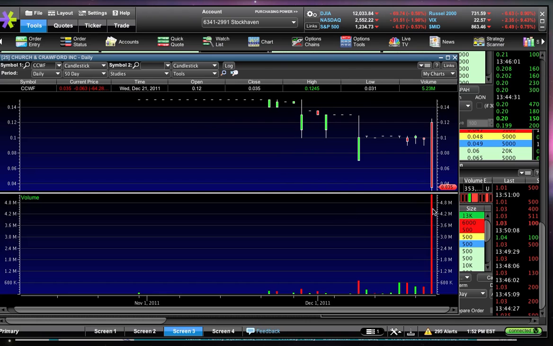Look at that huge spike in volume. We're talking 5.2 million shares traded today. That's more than all of this previous volume combined. So where are those shares coming from? How is this? It just doesn't make any sense. It's a red flag. If it doesn't make sense to you, it's probably not going to make you money.